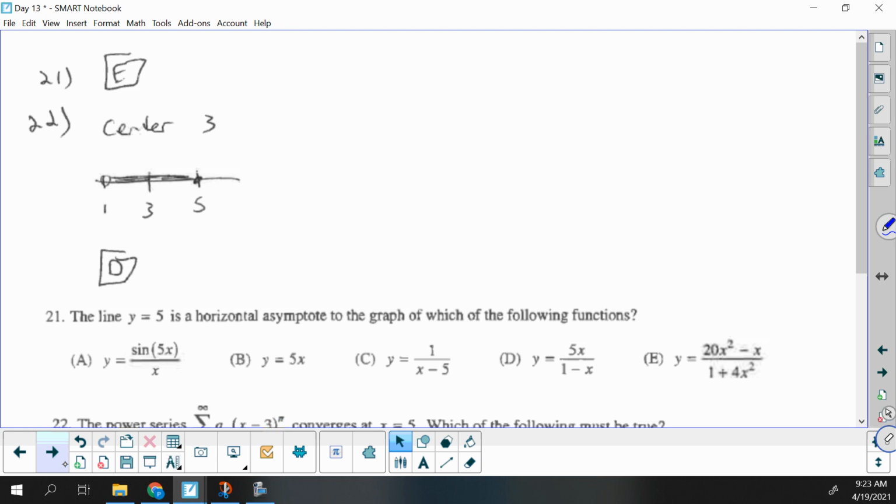In our power series that was given to us in 22, our center was 3. If we're converging at 5, that means our radius is at least 2. So going the other direction, we're going to 1, maybe including the 1, maybe not. But then of our choices, 2 is definitely a spot where it converges, so choice D.